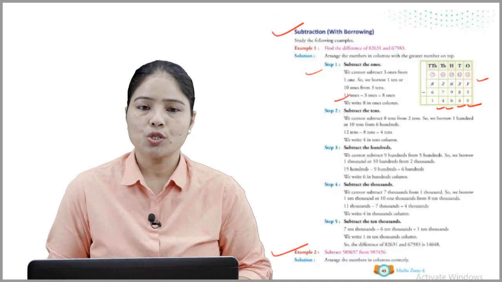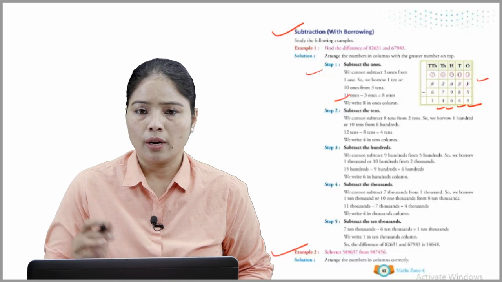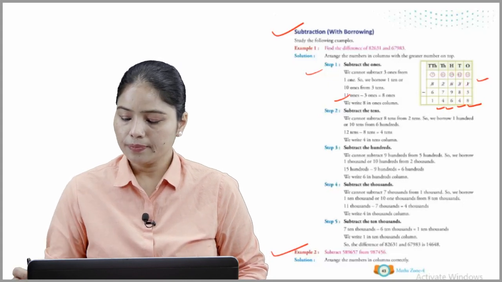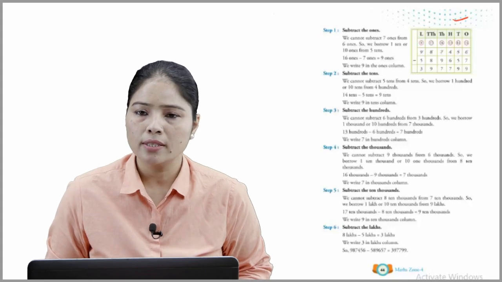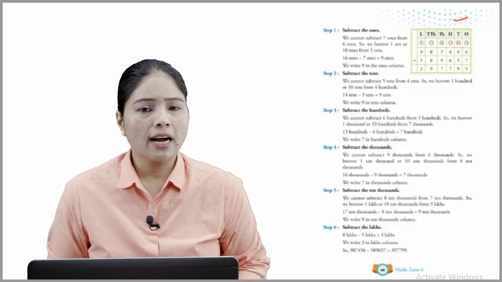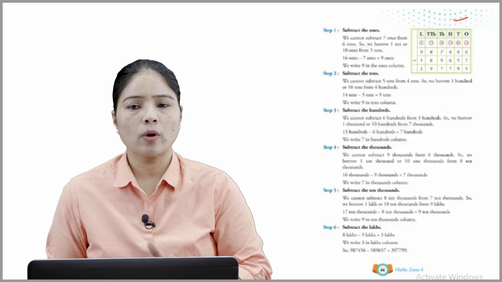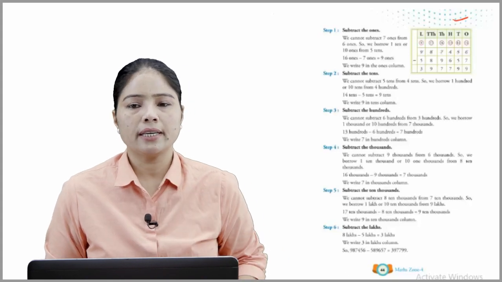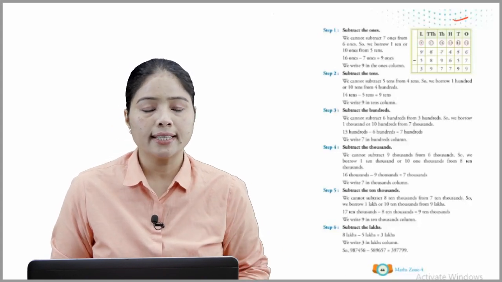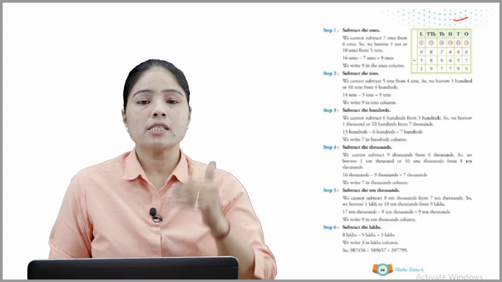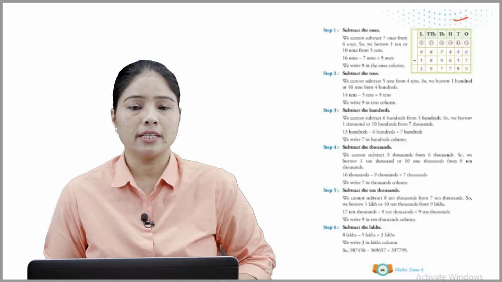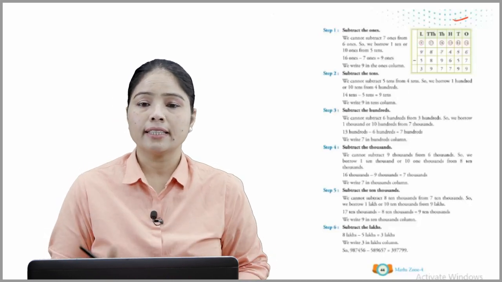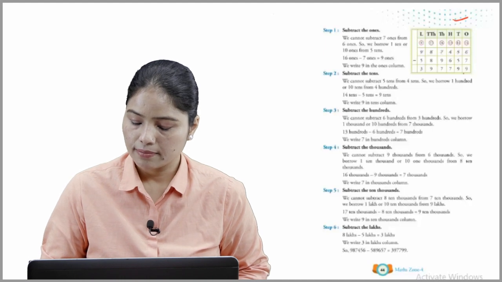Solution. Arrange the numbers in columns correctly. Like this. Step number 1, subtract the ones. पहले ones को करना है. We can't subtract 7 ones from 6 ones. कैसे जा सकते हैं भैया, हमारे 6 में से 7 तो जा ही नहीं सकते. So we borrow 1 ten or 10 ones from 5 tens. So 16 ones minus 7 ones is equal to 9 ones. We write 9 in the ones column like this.